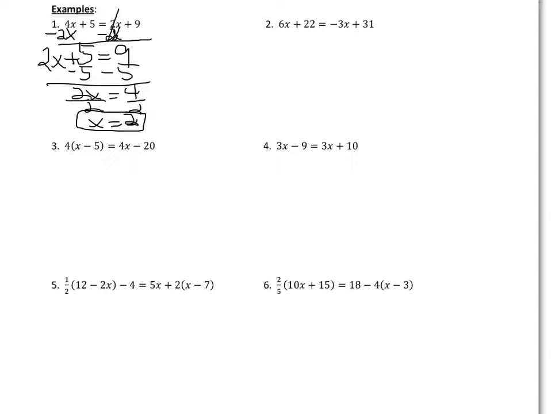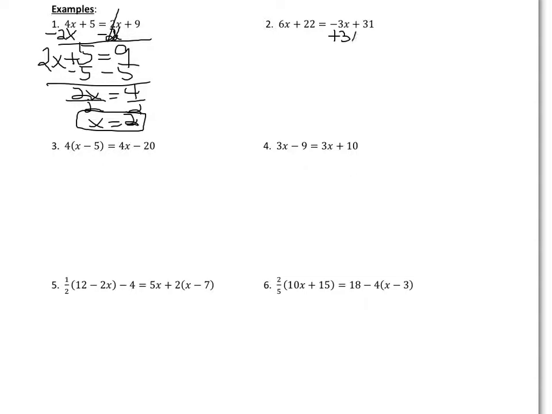Okay, let's look at example number 2. We have 6x plus 22 equals negative 3x plus 31. Again, each side is simplified, so we don't have to worry about simplifying. And we have a 6x on the left side and a negative 3x on the right-hand side. To me, the easier one to get rid of would be that negative 3x, because minus a negative 3x is the same as plus 3x. That, to me, looks like the easier thing to do.